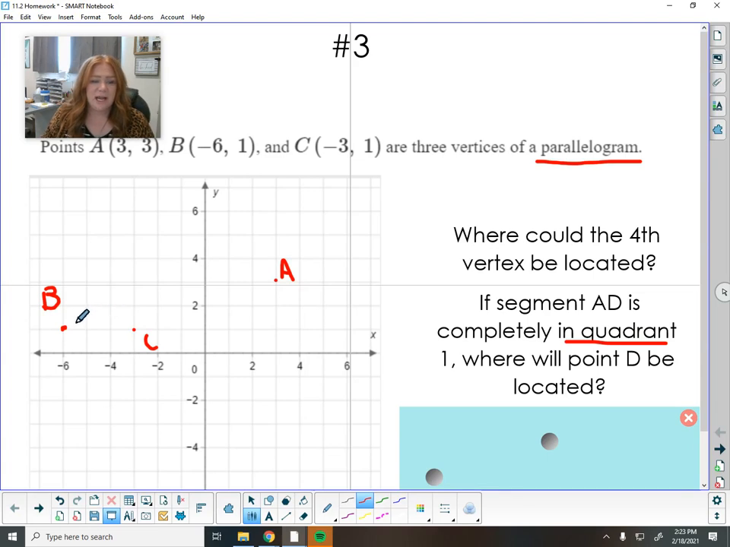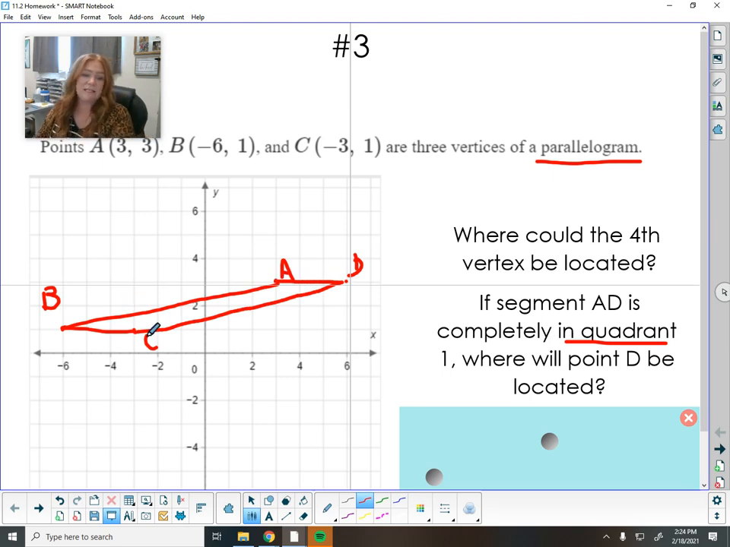This time, let's try connecting A and B instead. To get from A to B, I went up 2 and over 1, 2, 3, 4, 5, 6, 7, 8, 9 units. So we're going to connect B and C. From C, I need to go up 2 over 9, up 2, 1, 2, 3, 4, 5, 6, 7, 8, 9. So D could be here when I connect those. This time I have a really long, skinny parallelogram. Sorry, my drawing is not great, but we can connect B and C, A and D. And now segment AD is completely in quadrant 1.